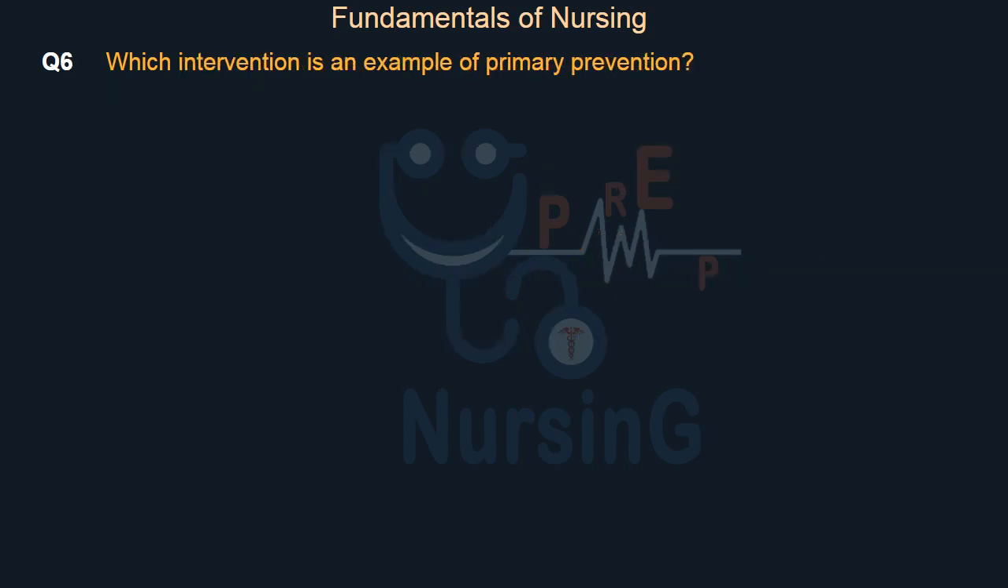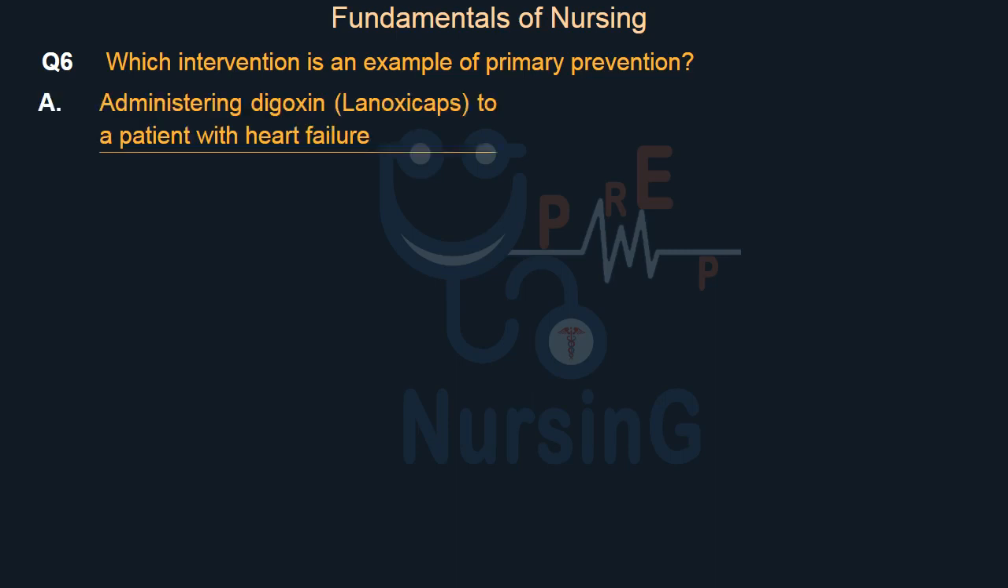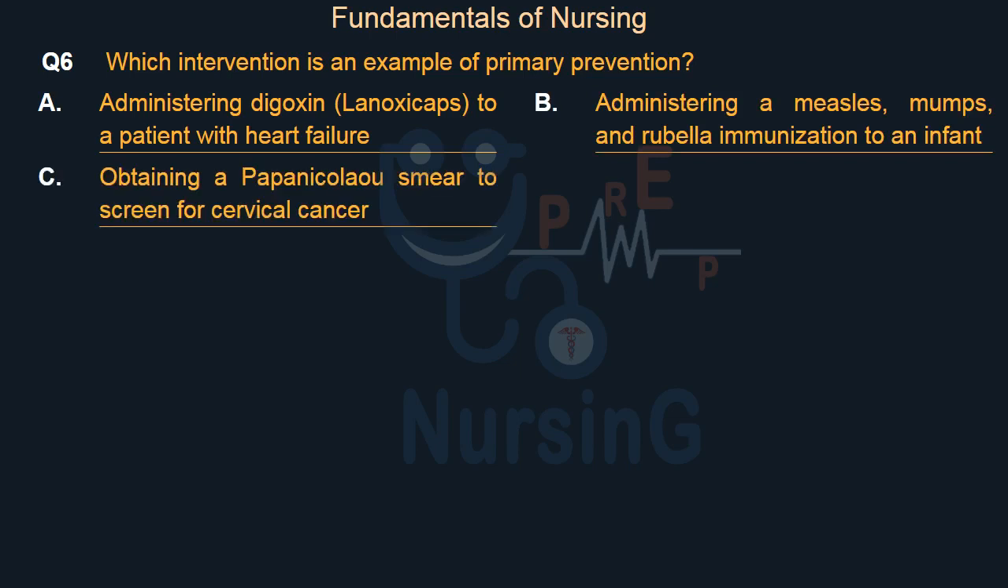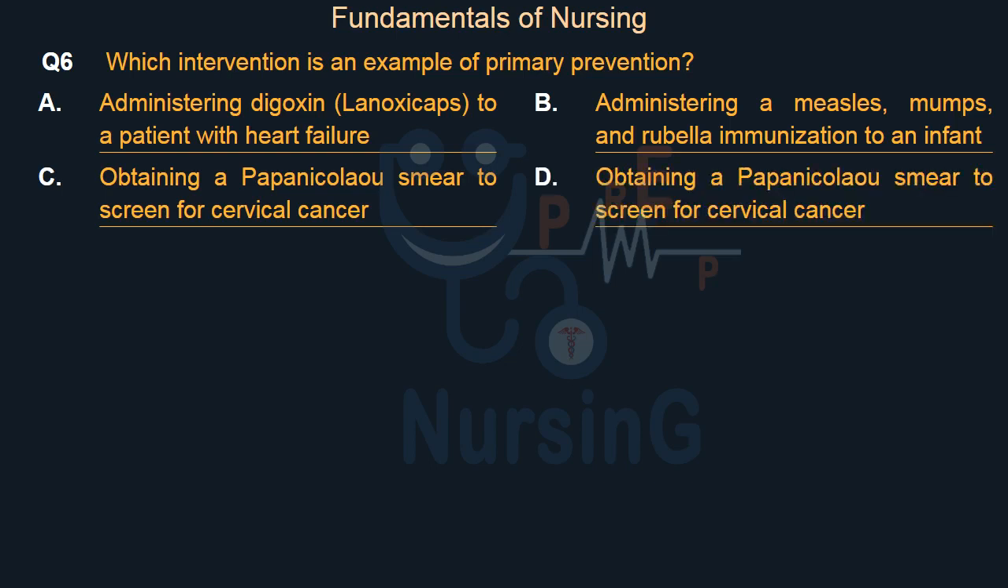Which intervention is an example of primary prevention? Option A. Administering digoxin, Lanoxin, to a patient with heart failure. Option B. Administering a measles, mumps, and rubella immunization to an infant. Option C. Obtaining a Papanicolaou smear to screen for cervical cancer. Option D. Obtaining a Papanicolaou smear to screen for cervical cancer.